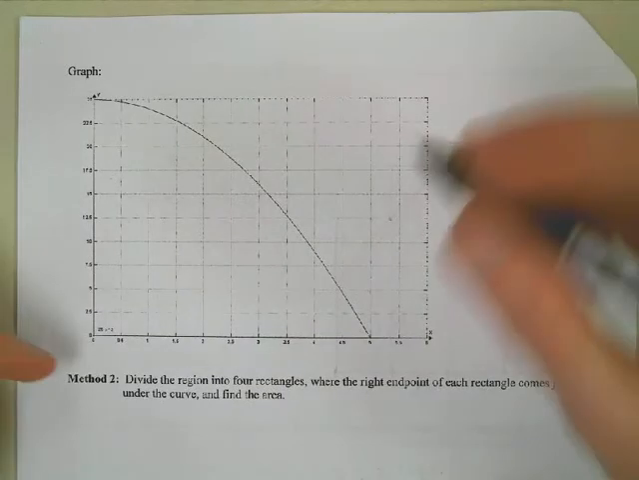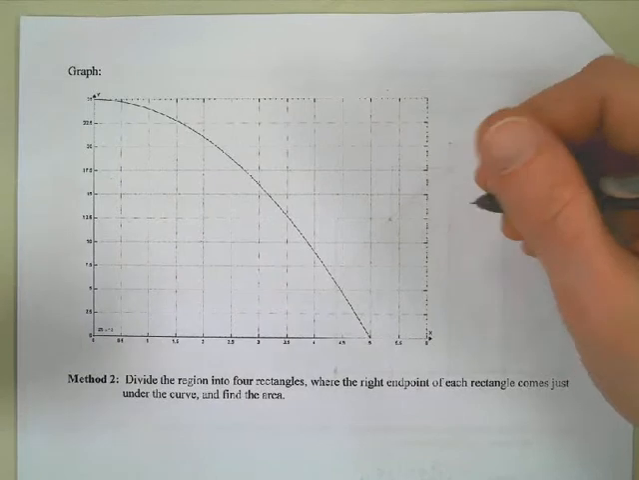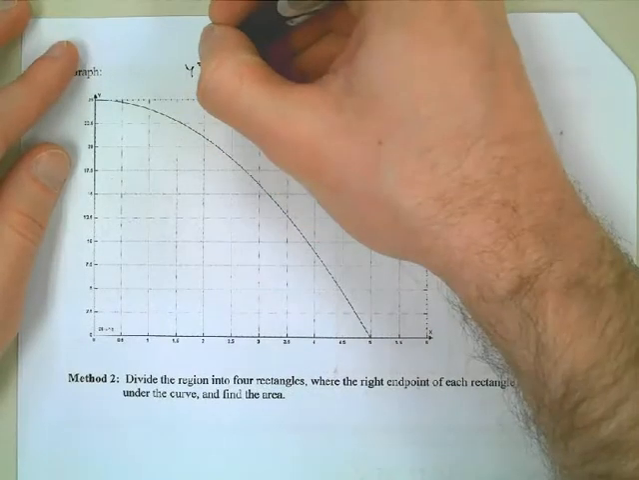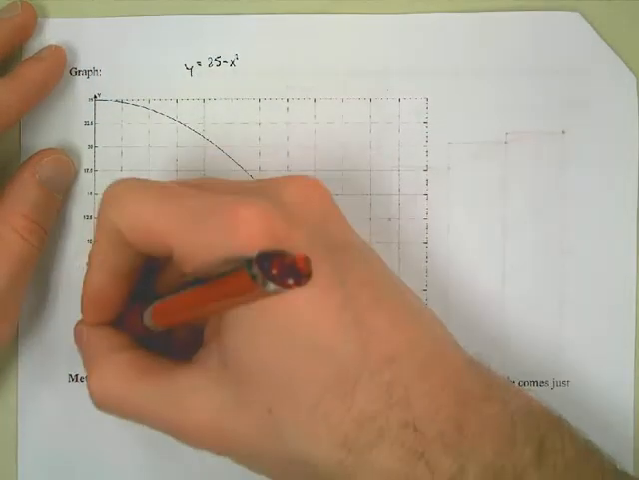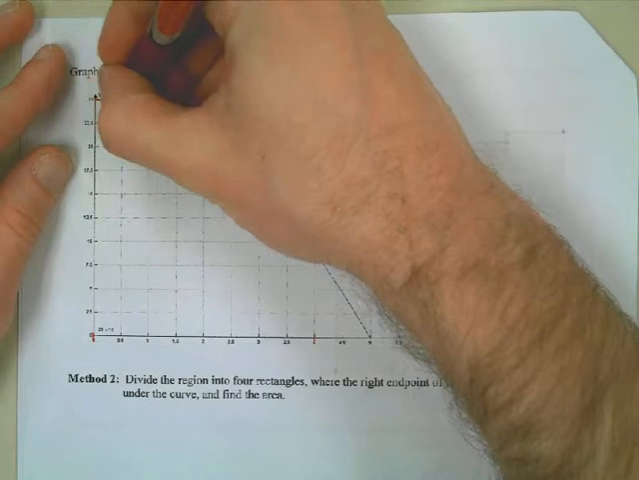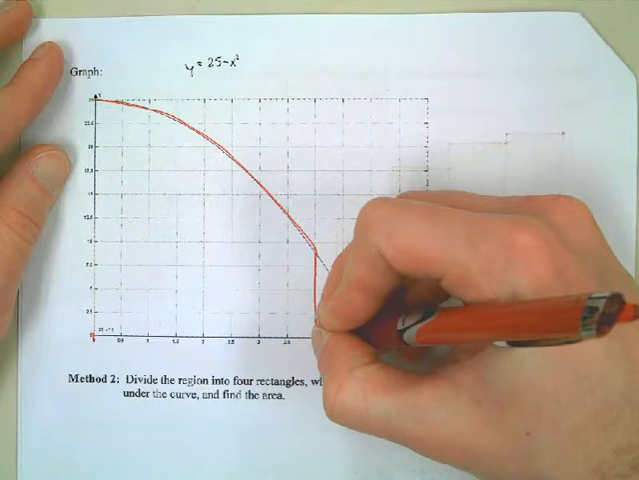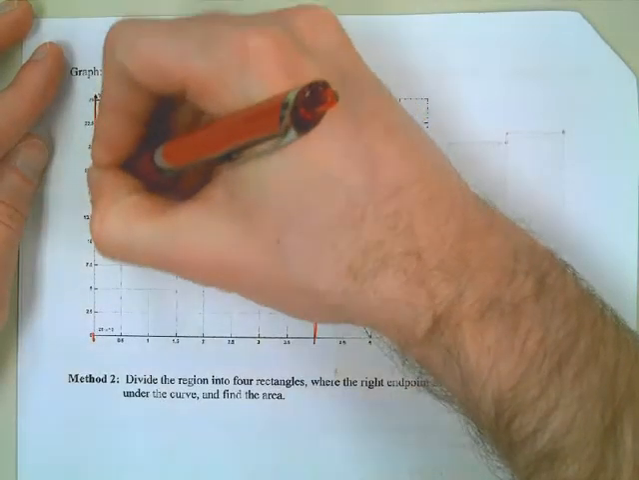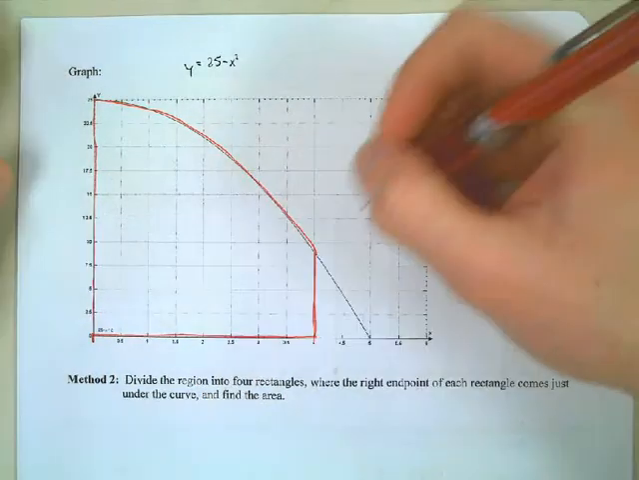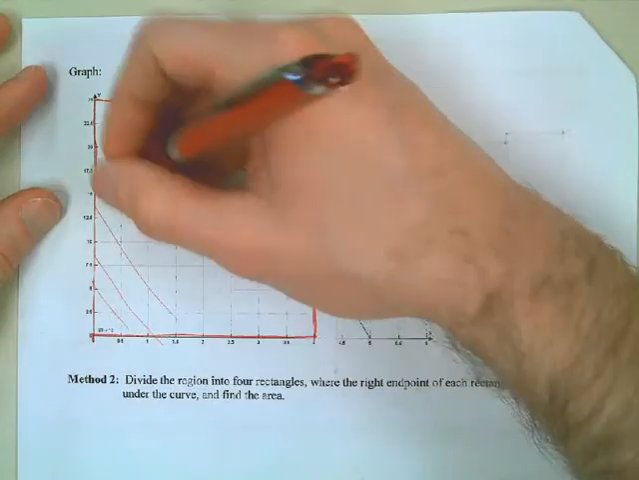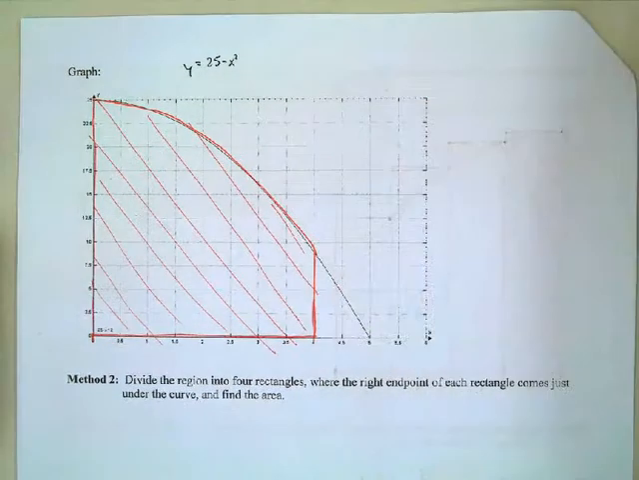So now we're going to divide this region into 4 rectangles where the right endpoint of the rectangle comes just on the curve. So basically we're going to use the height of the right rectangle now. Again, don't forget our curve here is 25 minus x squared, and again, we're going to go from 0 to 4, not 1 to 4. So there's our top boundary curve, and then a vertical boundary at 4, and the x-axis is our 4th boundary, creating this enclosed region. Okay, that's our region we're concerned about.